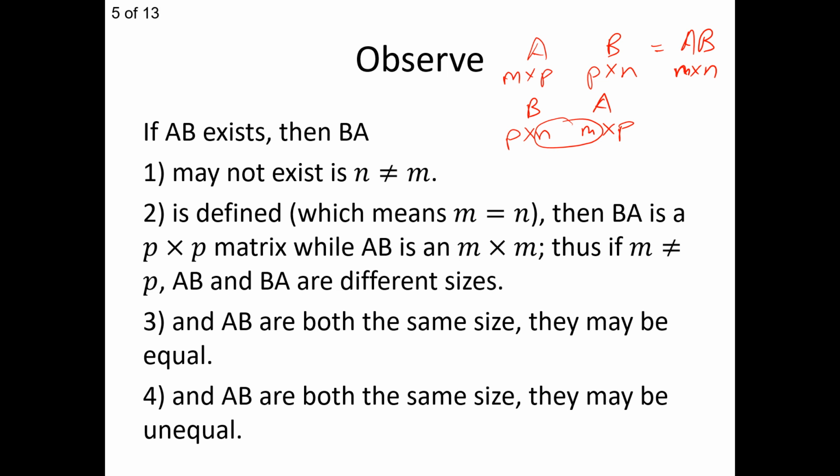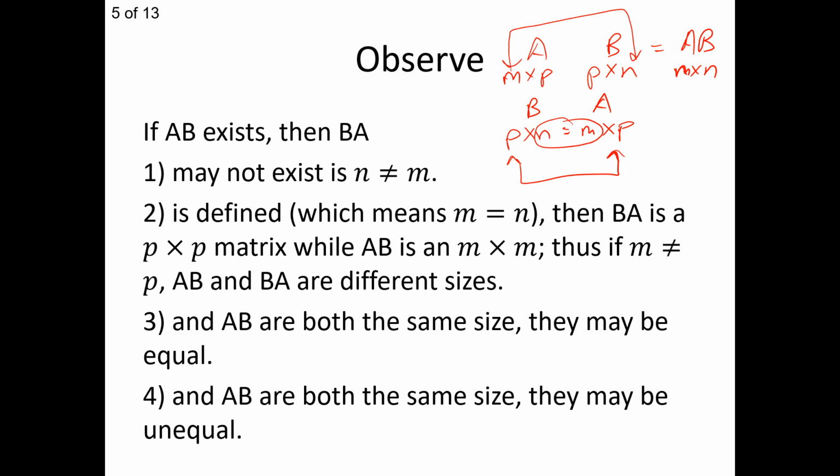A second possibility is that it is defined. That means that M and N are equal, and that means there is a defined matrix. In other words, BA would become a P by P matrix if M and N were equal, which is a square matrix, while AB then is an M by M matrix, because remember, M and N we said to be equal. So if these two are the same, then AB is also a square matrix, M by N, M by M, or N by N, either way we put it.